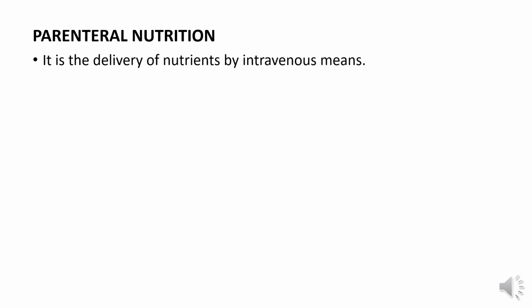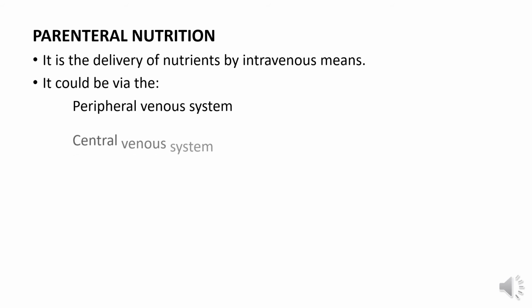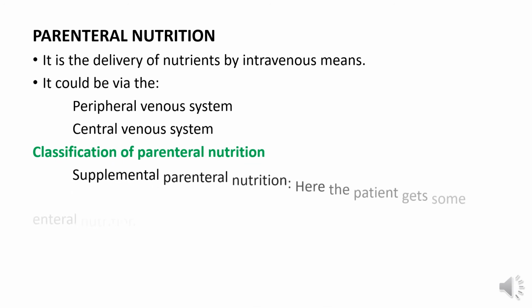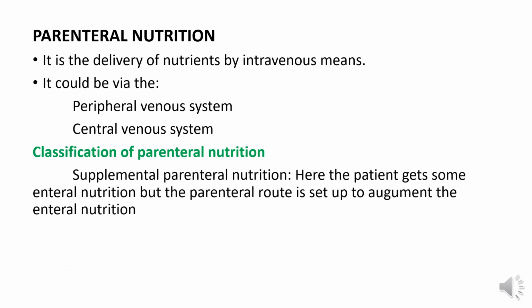Parenteral nutrition. This is the delivery of nutrients by intravenous means. It could be via the peripheral venous system or the central venous system. Classification of parenteral nutrition. You have the supplemental parenteral nutrition. Here the patient gets some enteral nutrition, but the parenteral route is also set up to augment the enteral nutrition. So the patient will be getting some form of feeds through the GI tract, but it may not be sufficient enough. So we need to augment the enteral nutrition using the supplemental parenteral nutrition.